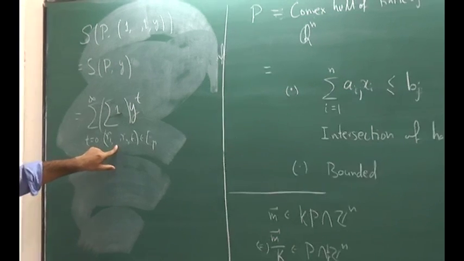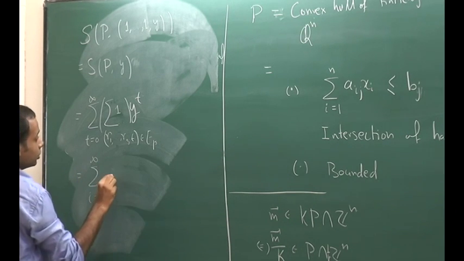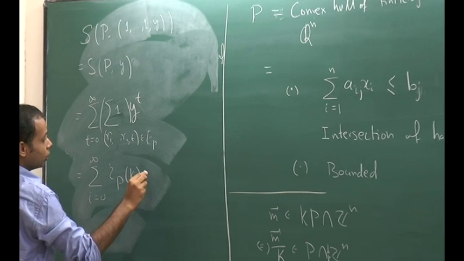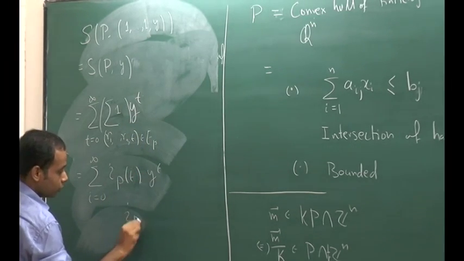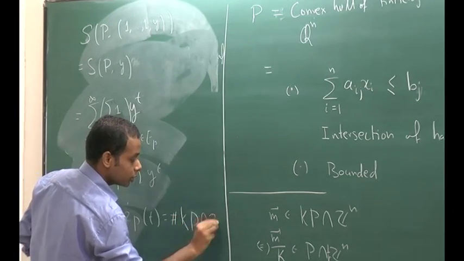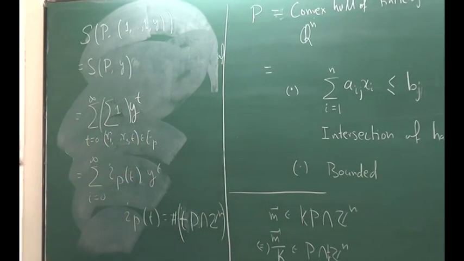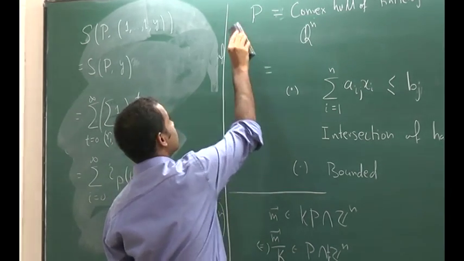But what is this? By that lemma, this is exactly equal to the summation over t equal to 0 to infinity of I_P(t) y^t. Just to recall, I_P(t) equals the number of points inside tP intersection Z^n. So all the number of points inside this, we get this series. Now suppose we know some way that this S_P(x, y) is a rational function. Then S_P(y) is a rational function.